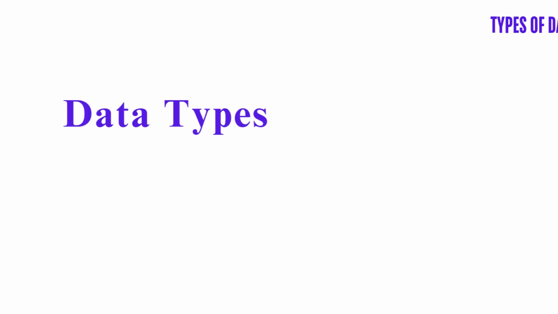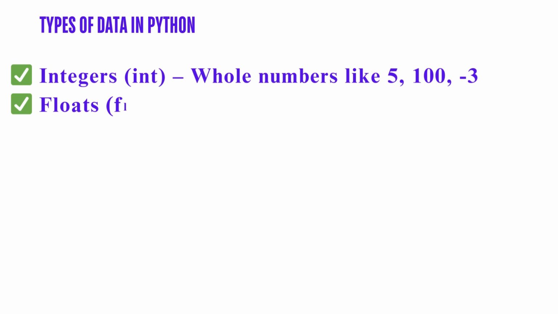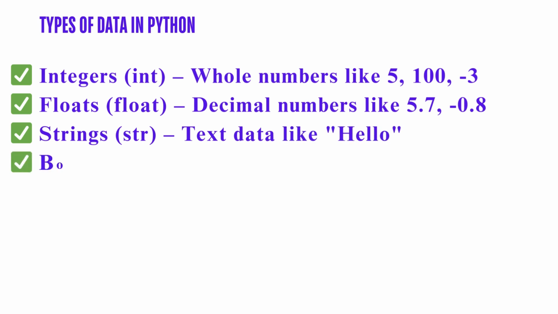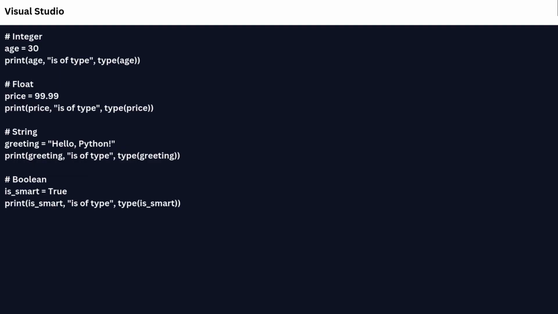Data types. Here are the types of data in Python. Integers, int, whole numbers like 5, 100, -3. Floats, float, decimal numbers like 5.7, -0.8. Strings, str, text data like hello. Booleans, bool, true or false. See how Python tells us the type of each variable? This is super useful when working with real-world data.